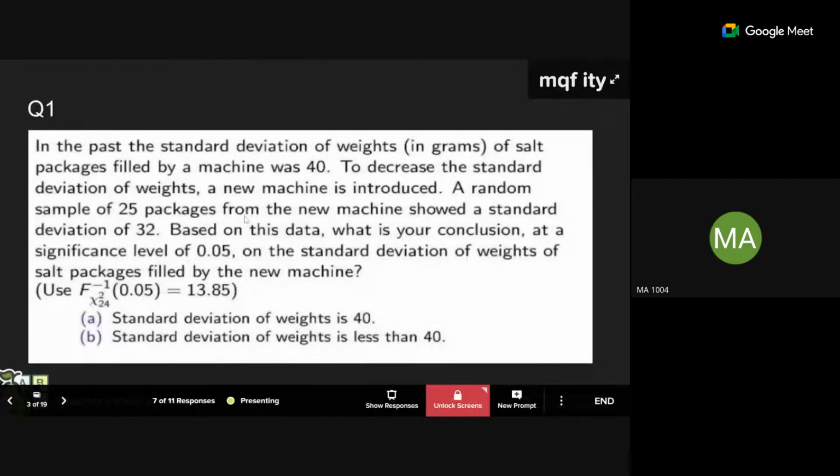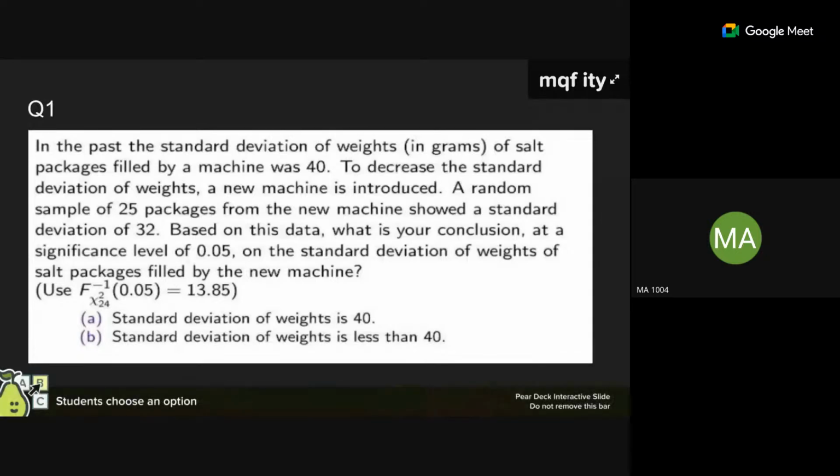See, they have given that when the packages were fed there, the standard deviation was 40. Then someone has taken 25 packages from the new machine, and the standard deviation they measured came to be 32. Now the question is whether the standard deviation is actually 40 or less than 40. So that is our hypothesis now, and based on that we will check.